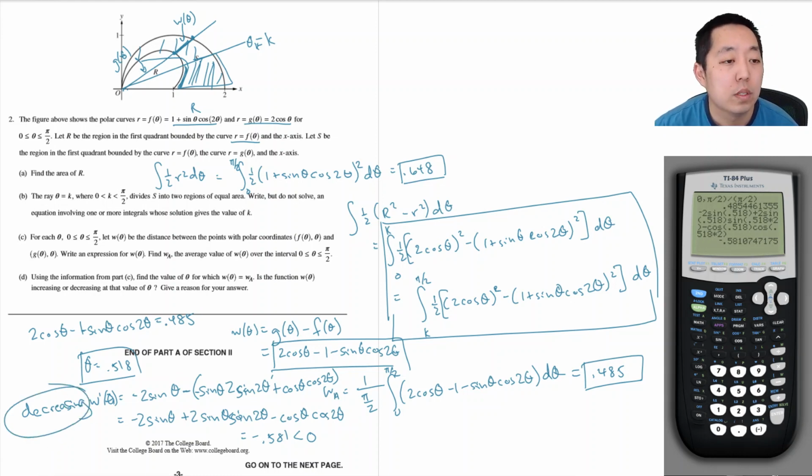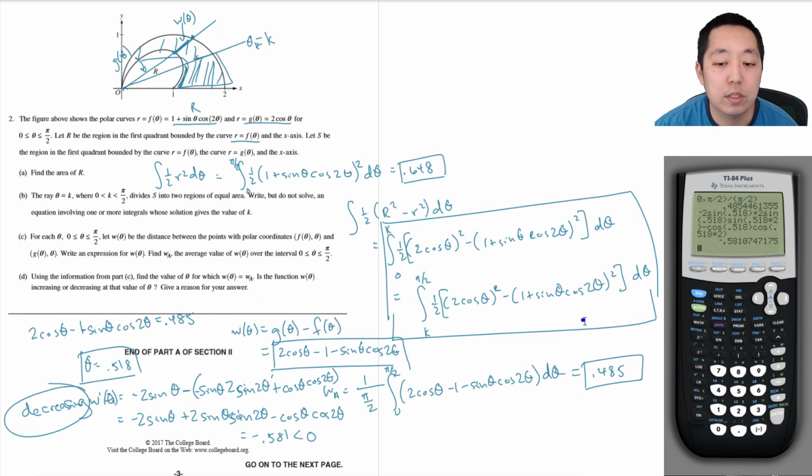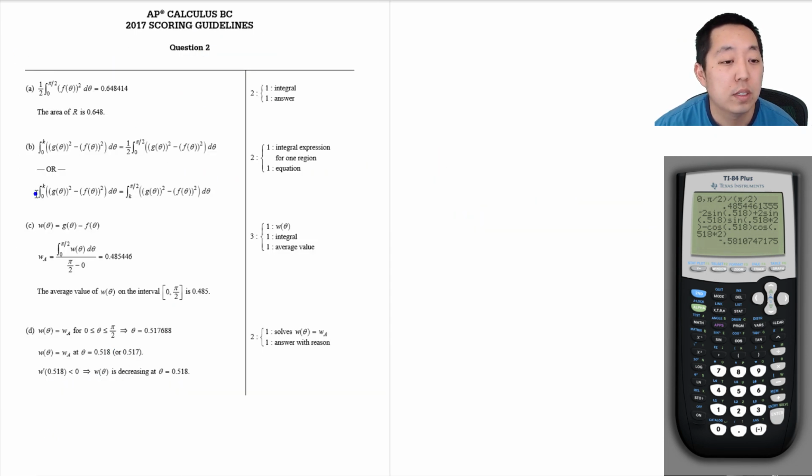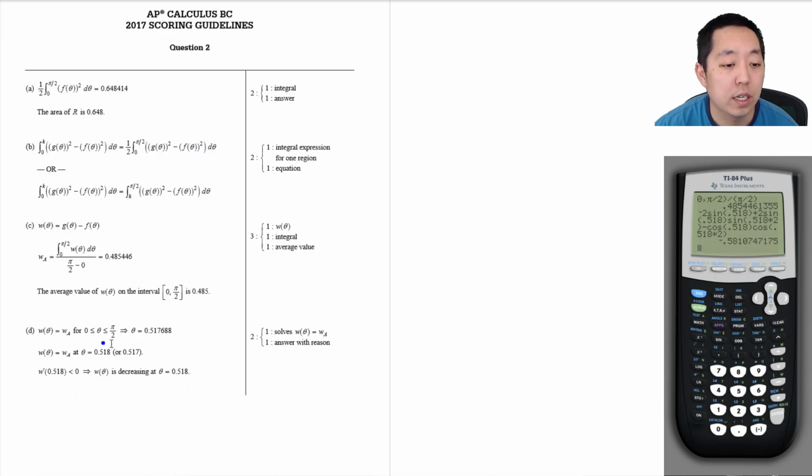Okay, so let us take a look at the solution manual. So 0.648, that's what I got. This is equal to that, or I had the 1/2 in front, which is fine. Or it's 1/2 of the total integral, or you can have a 1/2 in front. Either is fine. The average value is 0.485. Is that what I got? 0.485 over here. That's good. And then theta is 0.518, and it's decreasing because W prime is negative.